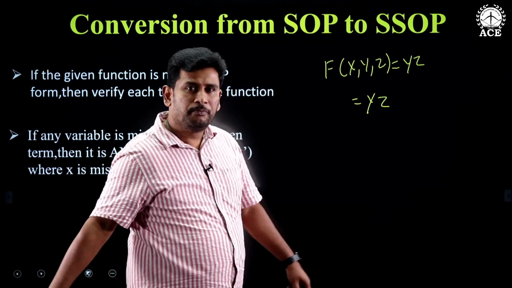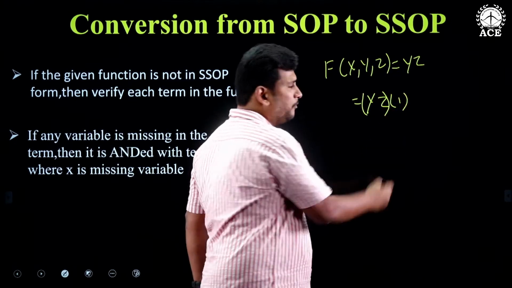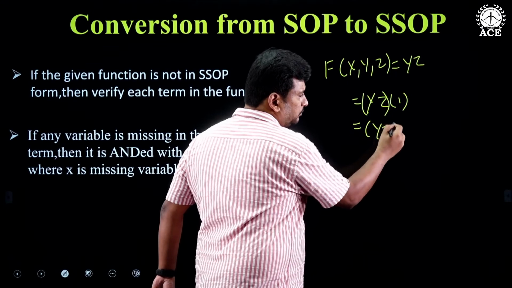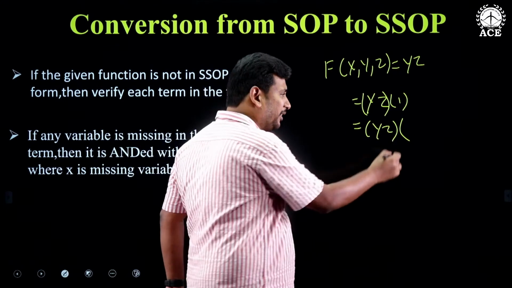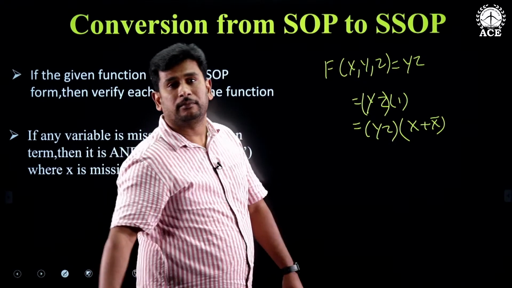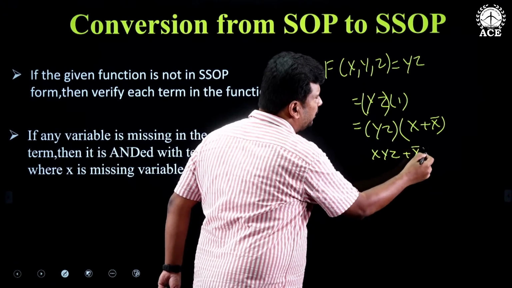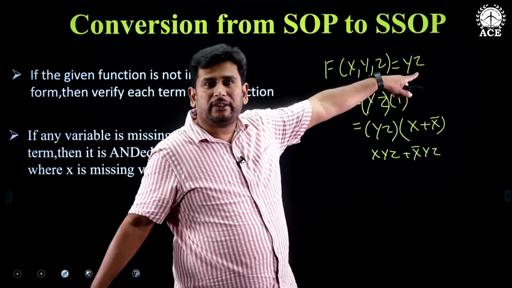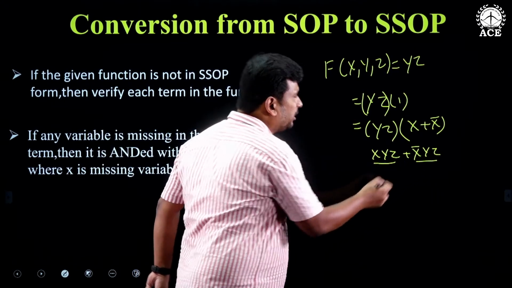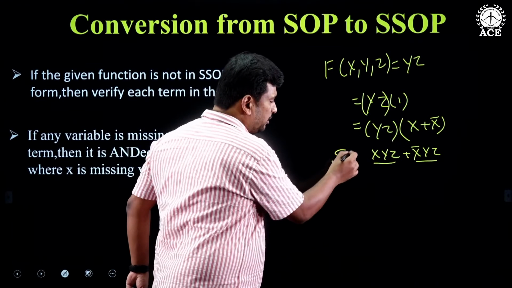So what do I have to do? Replace yz as yz into 1, because a variable and with 1 equals the variable itself. In place of 1, replace 1 with the missing variable or'ed with its complement. Now what are you going to get? XYZ plus X complement YZ. This is only SOP form. In this, every product term has all the variables of the function. So this is called standard SOP.